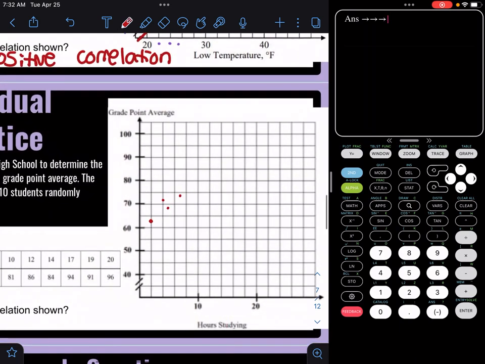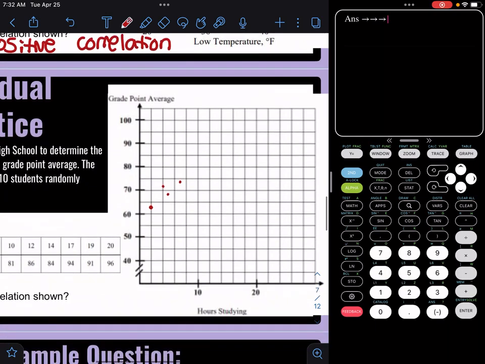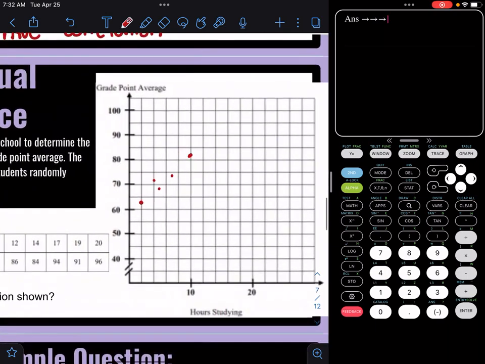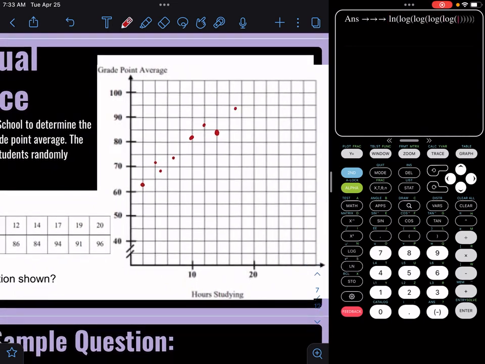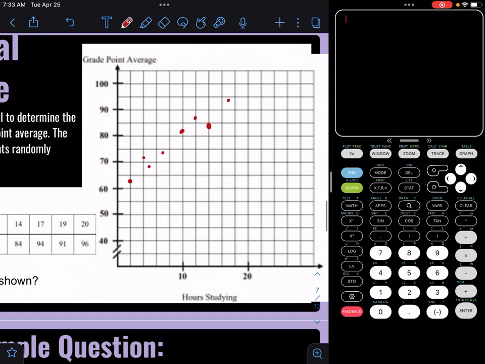Okay. Then we have 10 students and 81. Then we got 12 students and 86. Then 14 students and 84. Then we got 17 students and 94. All right. Then we got 19 students and 91. And lastly, we have 20 students and 96.